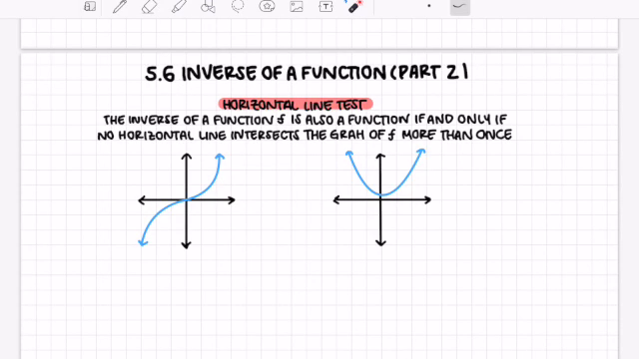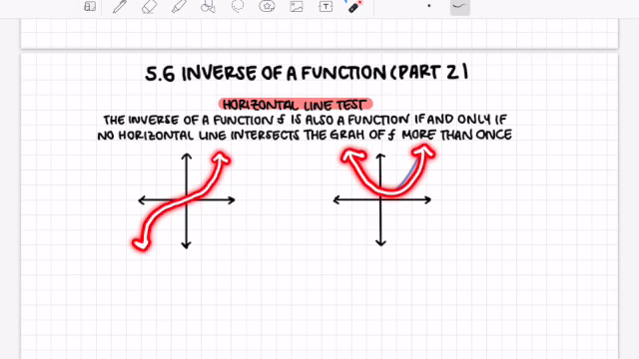Hi guys, so today we're going to be looking at 5.6 inverse of a function part 2. So we're going to start off first by talking about the horizontal line test. Let's say that we have two functions shown to us, and I want to identify, is the inverse of these two functions an actual function?